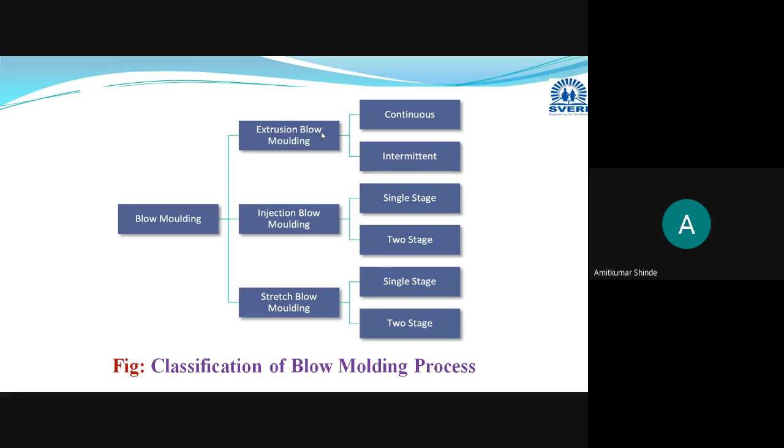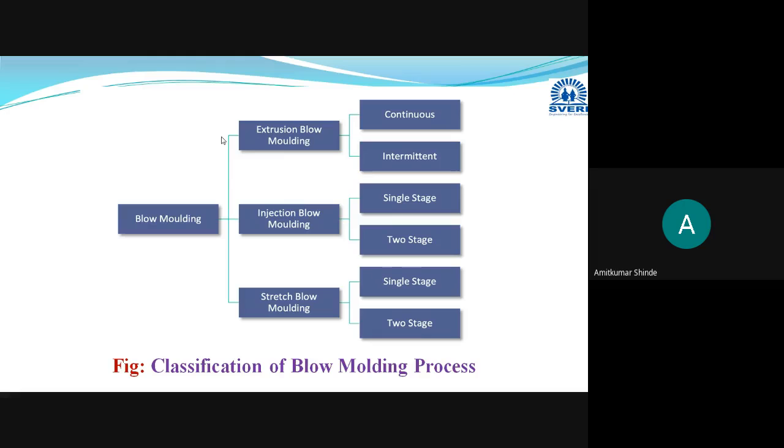Now, on which basis is this classification done? The blow molding process, whichever steps I have explained, if you summarize it in the minimum possible stages, there will be only two stages. The first stage will be making of that preform or parison, and the next will be the blowing, blowing it to the desired shape and size.